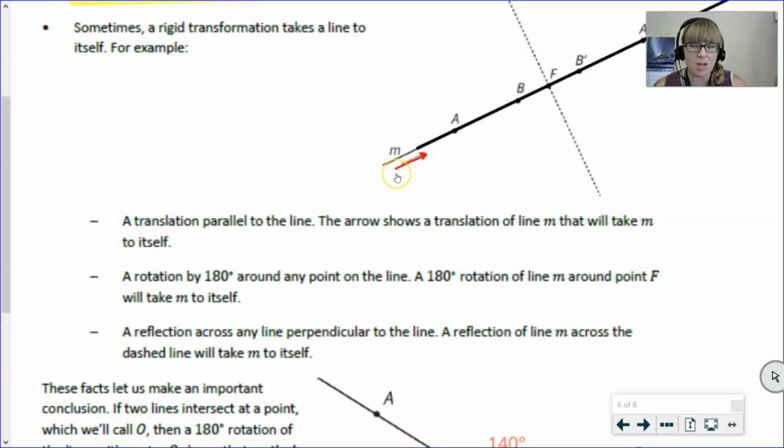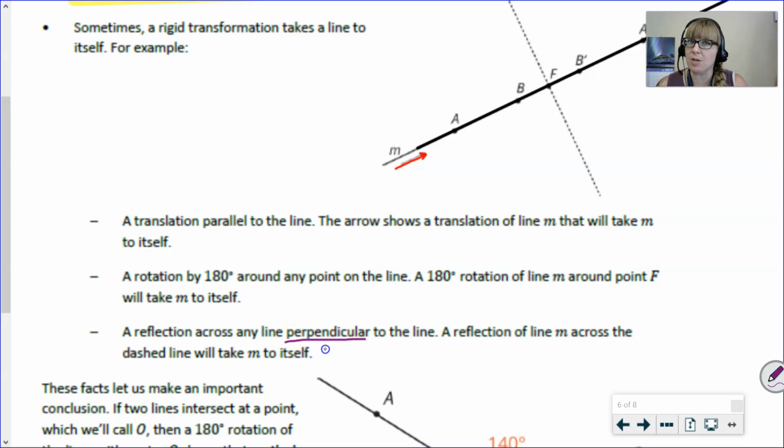A rotation 180 degrees around any point is going to land that line back onto itself. As long as that point that we're rotating around is on the line, then it's going to rotate onto itself. And this is the last one, a reflection across any line perpendicular.